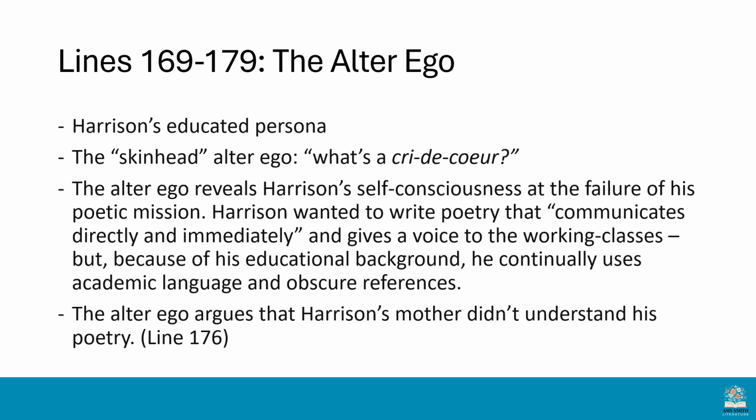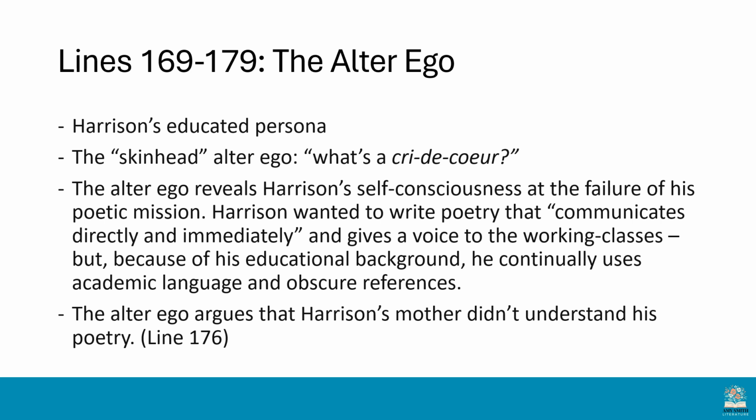Okay, but we have a problem. At this point in the poem, line 169, the alter ego comes in. Now, if you've watched the previous video in this series, you'll know that Harrison's educated persona is the main character in the poem. And then when we move into italics, we have a skinhead alter ego. This is the what if character. What would have happened to Harrison if he hadn't gone to grammar school, if he hadn't gone to university? So we've got a kind of split personality here, or the id and the ego, if you want to think about it in Freudian terms.